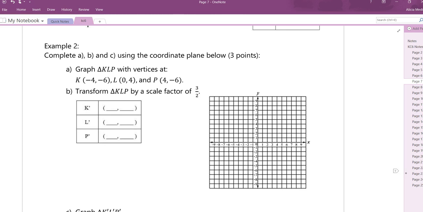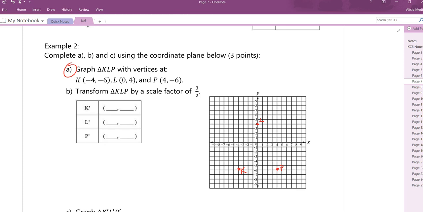So K is at (-4, -6). So -4, down -6: 1, 2, 3, 4, 5, 6. That's going to be right here, and this is going to be K. All right, L is at (0, 4), so 0, up 4. And this is L. And then P is (4, -6), which is right here. All right, so that's the first step. All I did was I graphed each of these and I labeled them.